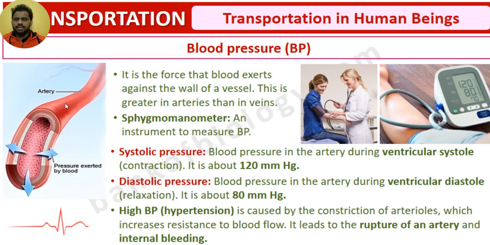This is greater in arteries than in veins. Now we have a device called a sphygmomanometer. The sphygmomanometer is the device that the doctor wraps around our arm and it measures the blood pressure. They get some optimum reading.